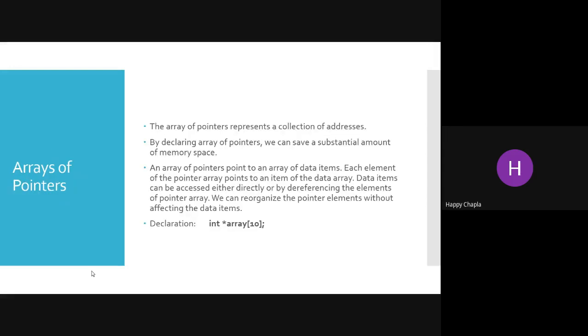Now, next one, arrays of pointers. So in this, the array of pointers represents a collection of addresses. That means different kinds of addresses we can refer to. Like first we can access the zeroth location, then the first, maybe the addresses are different, but according to our data type, according to the size of the array, we can continuously access those many locations using this arrays of pointers concept. Okay?